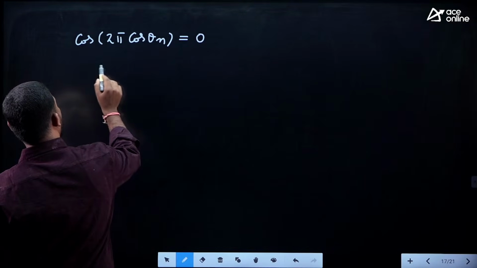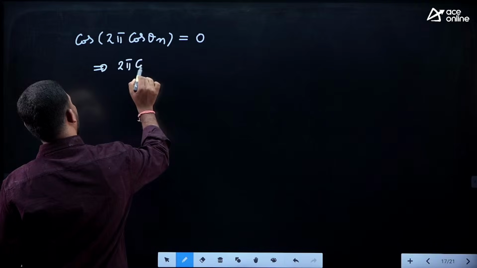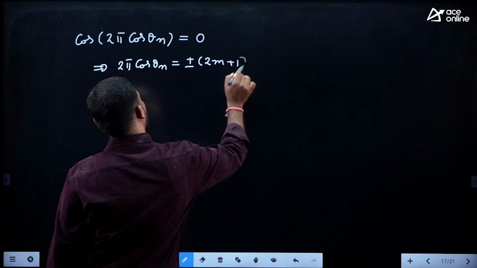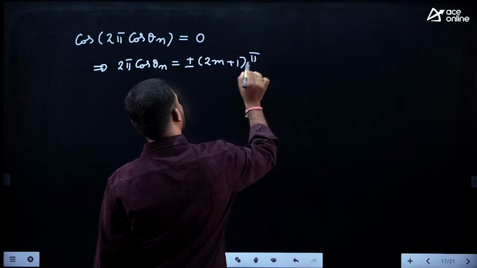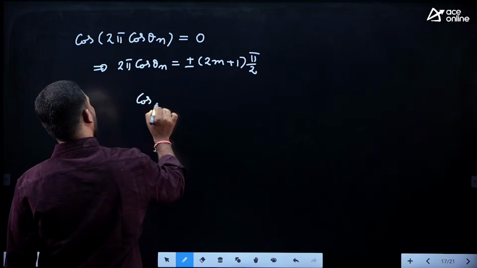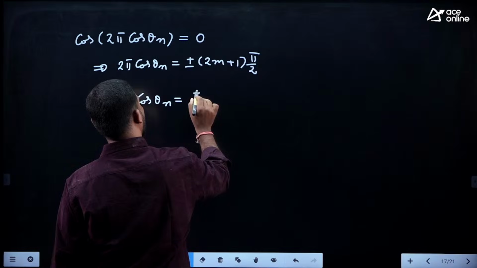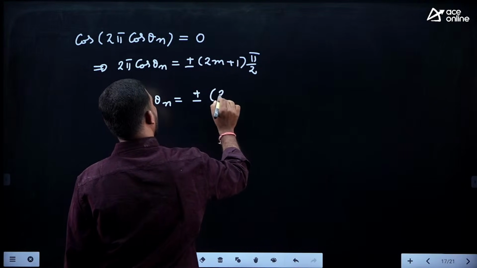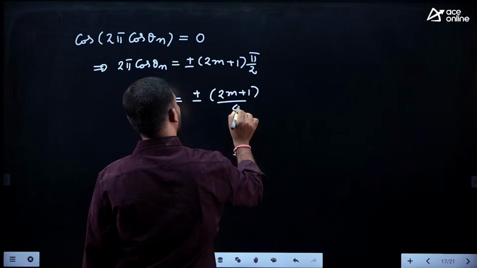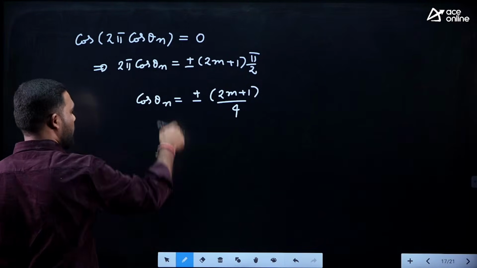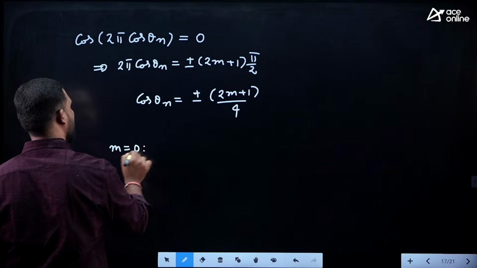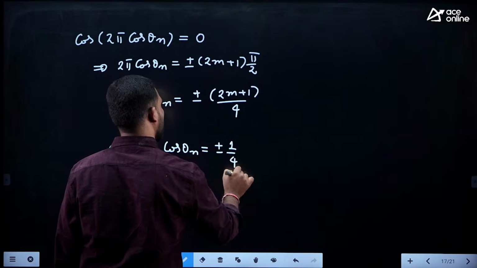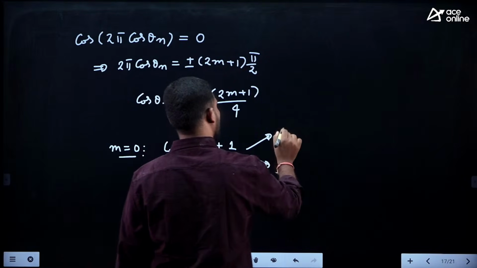Okay, this happens when 2π cos θn is equal to ±(2m+1)π/2. So from here, cos θn is equal to ±(2m+1)/4. There are different possibilities. I can take m is equal to 0. So cos θn is equal to ±1/4. So there are two possibilities here.